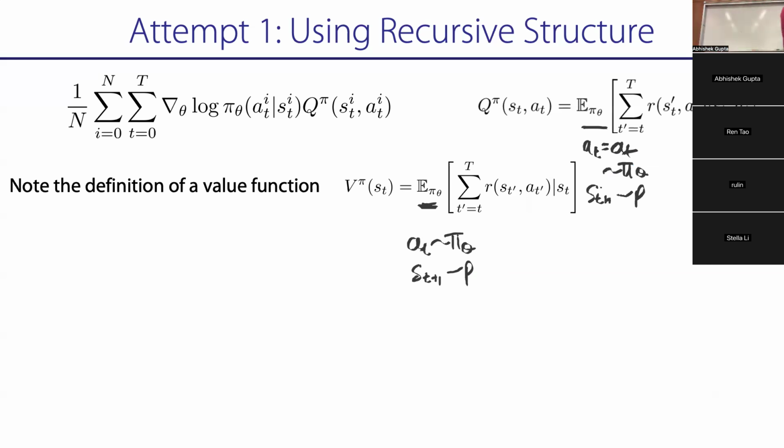Go ahead, Kunal. No, you can go, Kunal. Sum over Q functions weighted by the policy.